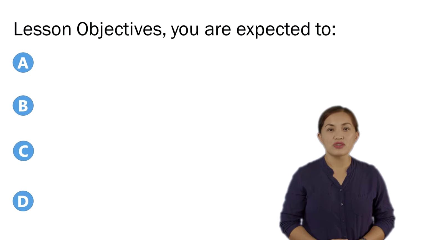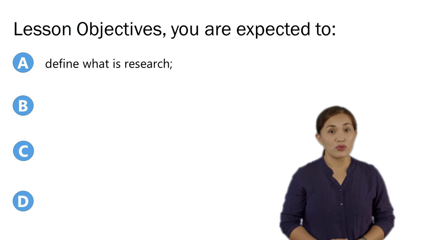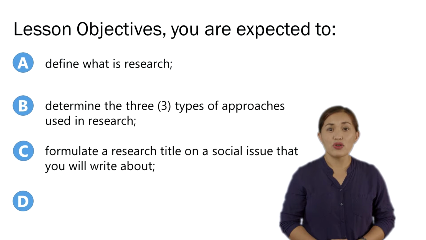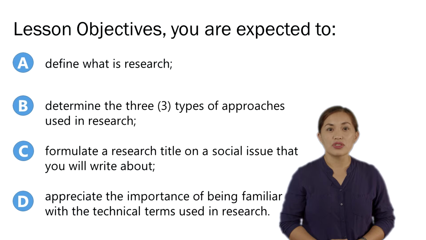Our learning objectives for today are: you're expected to A. Define what is research. B. Determine the 3 types of approaches used in research. C. Formulate a research title on a social issue that you will write about. D. Appreciate the importance of being familiar with the technical terms used in research.